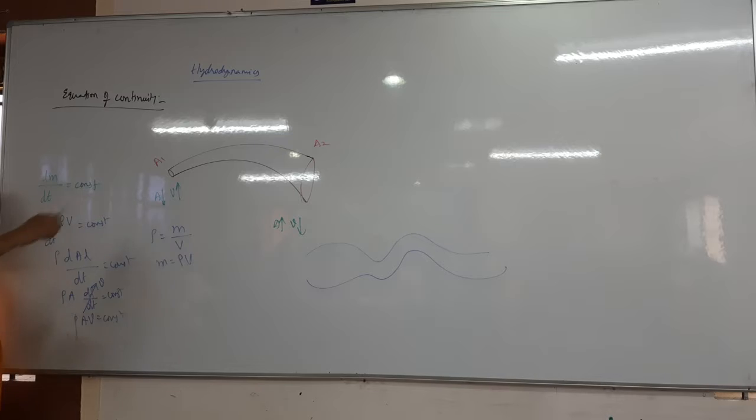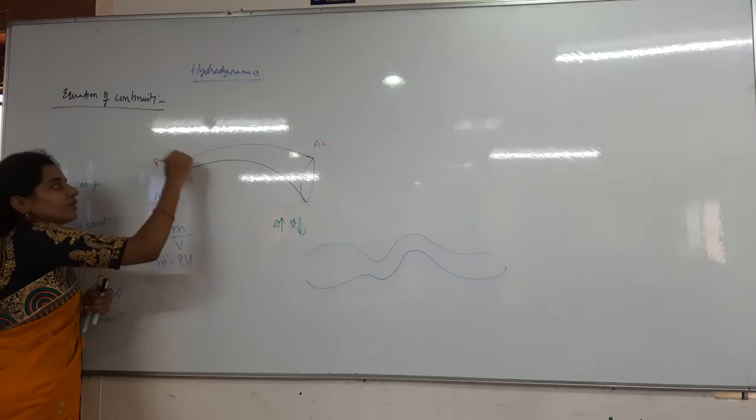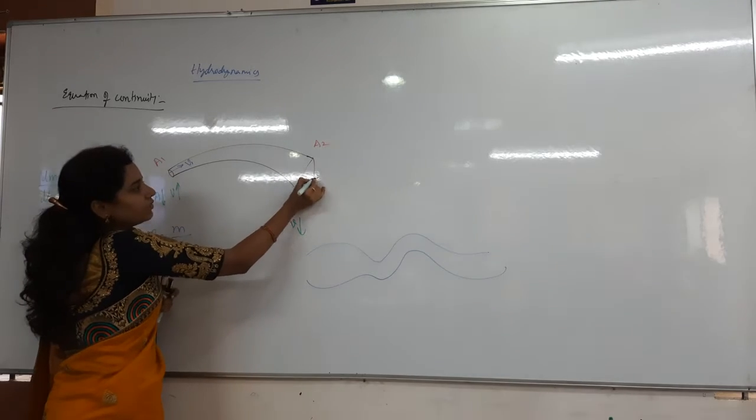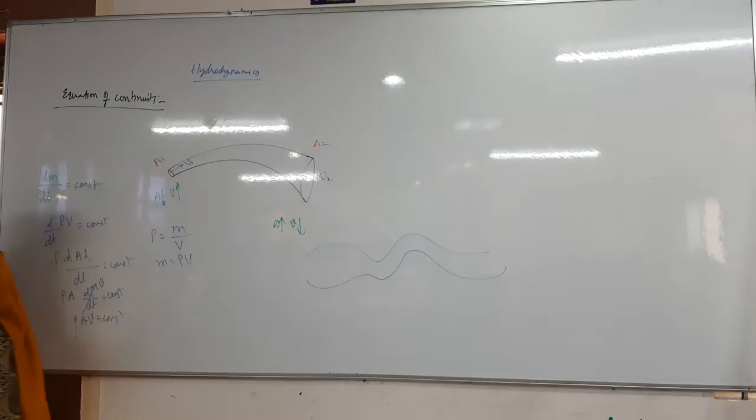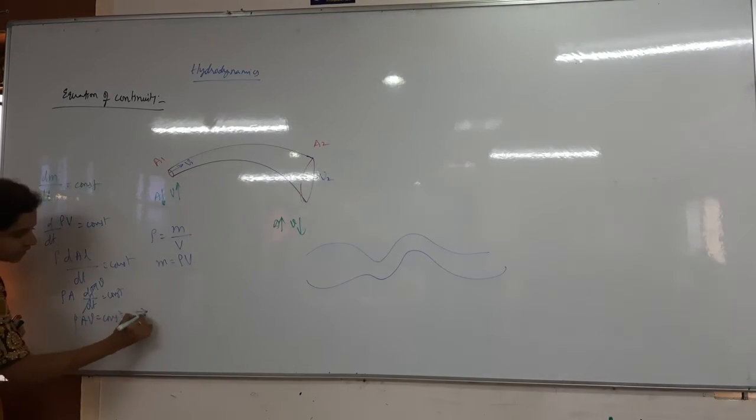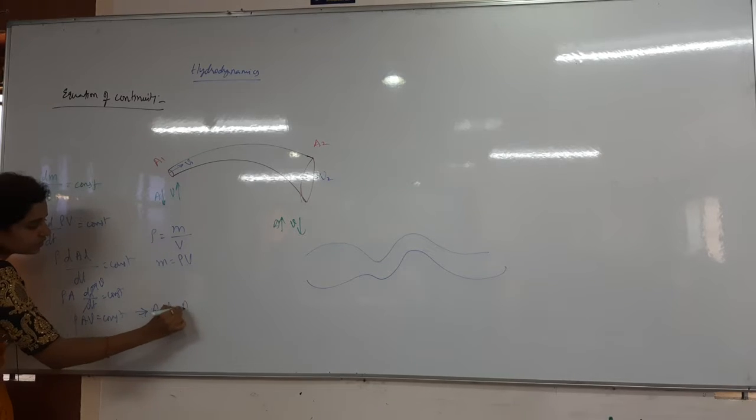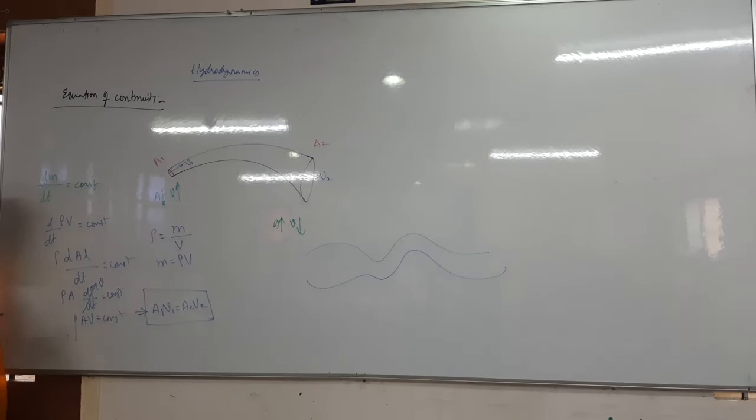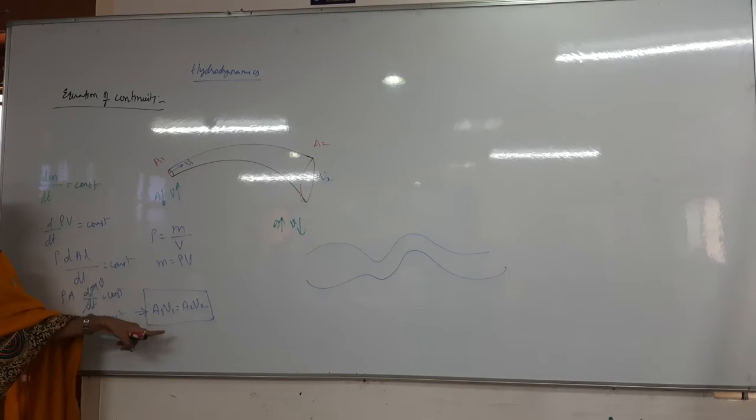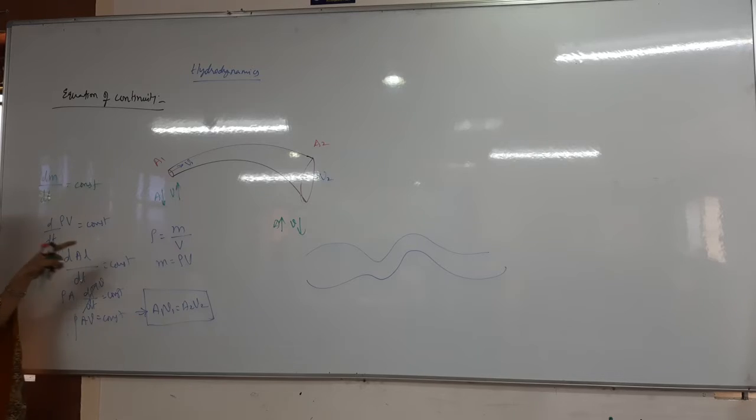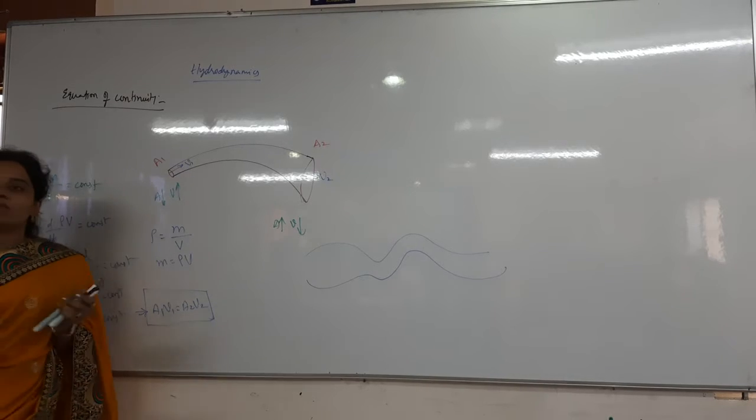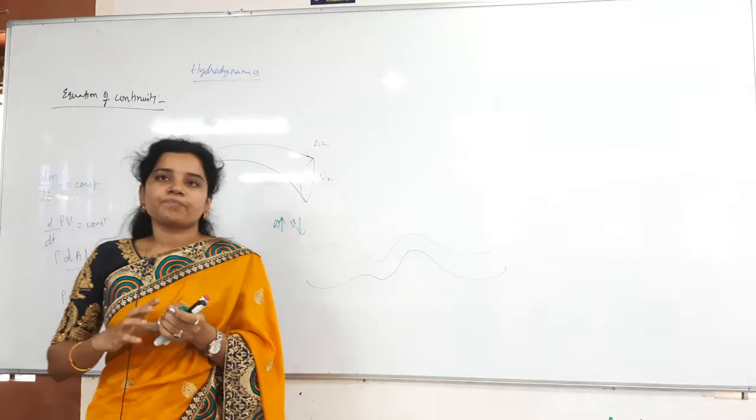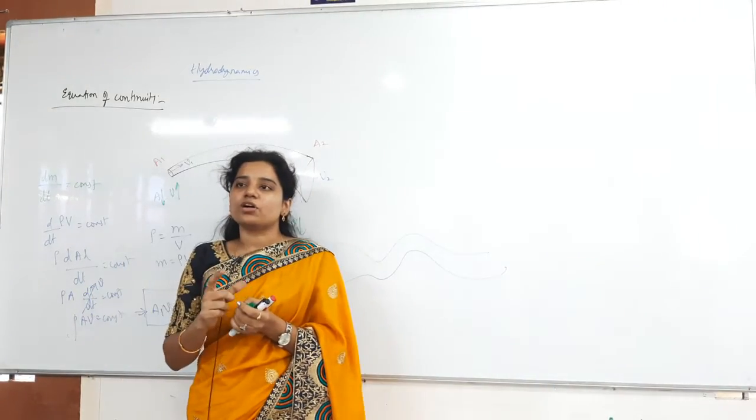But the area is changing here. Here the area is A1, and the velocity is v1. Here the area is A2, and the velocity is v2. So from this I can write, A1 v1 is equal to A2 v2. Very, very important formula, we are going to use it in a number of problems, even in the Torricelli derivation. So equation of continuity is nothing but the amount of fluid flowing per second is always constant.